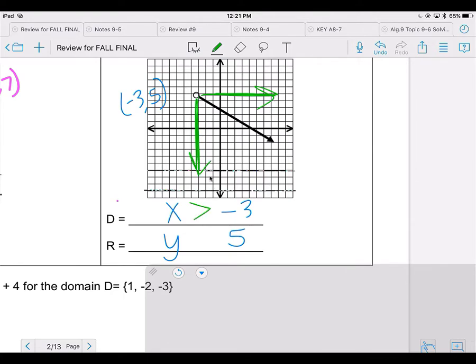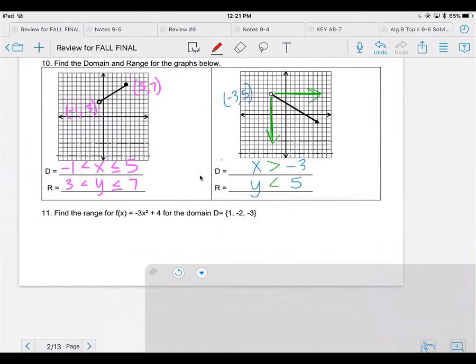My y's are the up and down arrow. This one is going down on the y-axis. If the y's go down, that is less than. And neither of these have a line under the inequality because the bubble is not filled in.